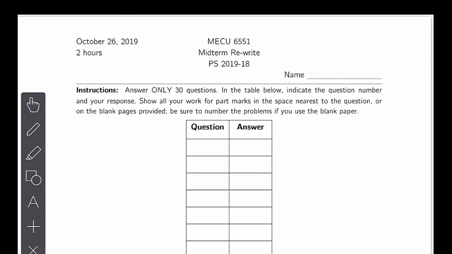So the test will be on Thursday. It will be 2 hours available to you. You'll have to answer 30 questions of your choice out of 40. Know your strengths, know what you're good at, and use these exercises to hone your skills. See you tomorrow.